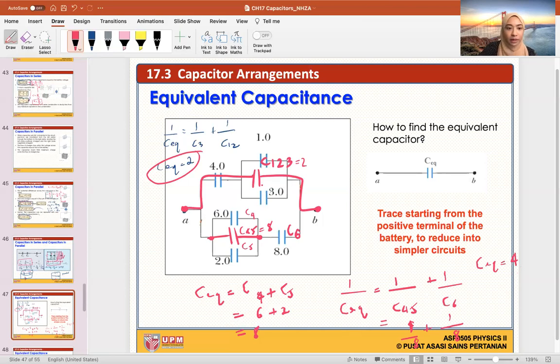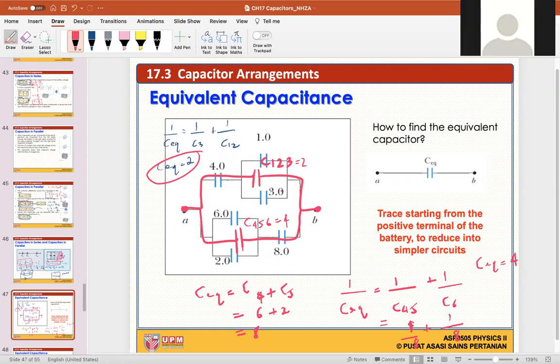So this whole bottom part is C456. C456 is equal to 4. I hope I'm right. So C123 and C456, are they in parallel or are they in series? Anyone? Parallel.